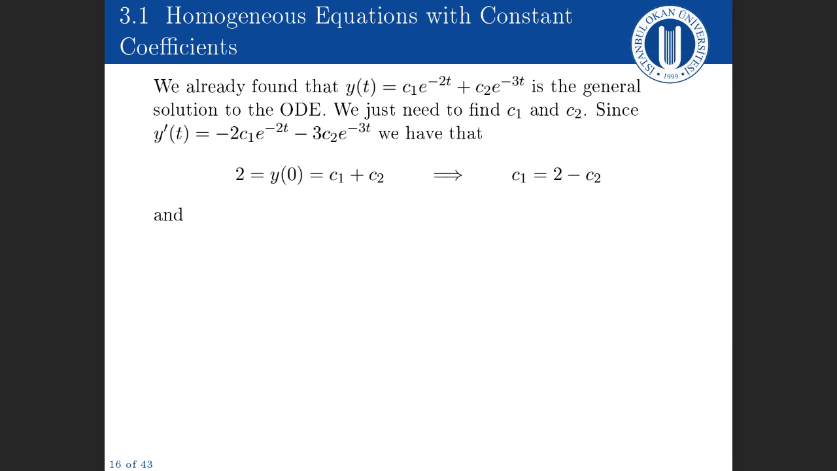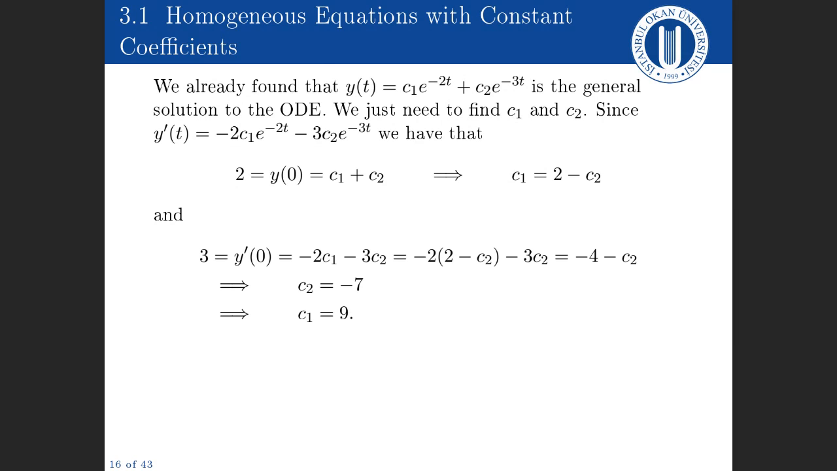For the second initial condition, we need the derivative of y. Differentiate y. We get minus 2 multiplied by c1 e to the power minus 2t, and then minus 3 c2 e to the power minus 3t. We're going to take this and we're going to replace the t's by 0 to find that y prime of 0, equal to 3, must be minus 2 c1 minus 3 c2.